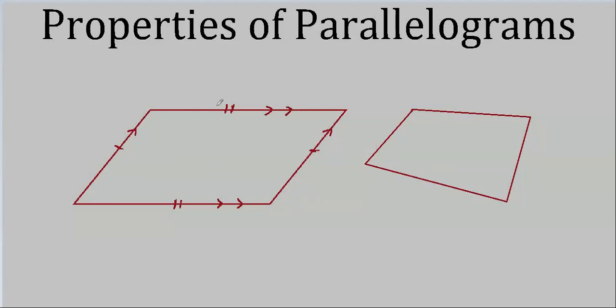Remember, all parallelograms are quadrilaterals. If you can figure out how to make a 3 or a 5-sided figure into a parallelogram, do it, and then submit your application for a Nobel Prize. All parallelograms are quadrilaterals, but not all quadrilaterals are parallelograms.